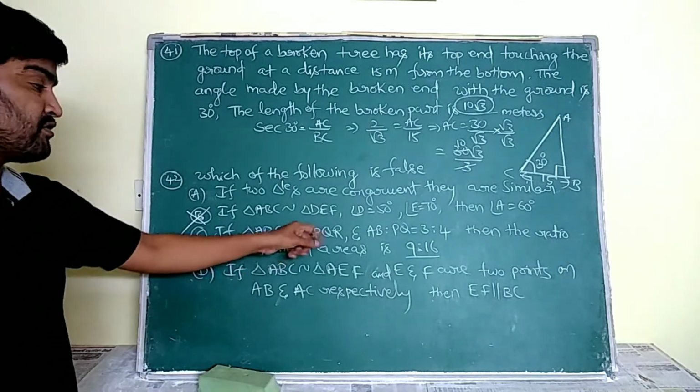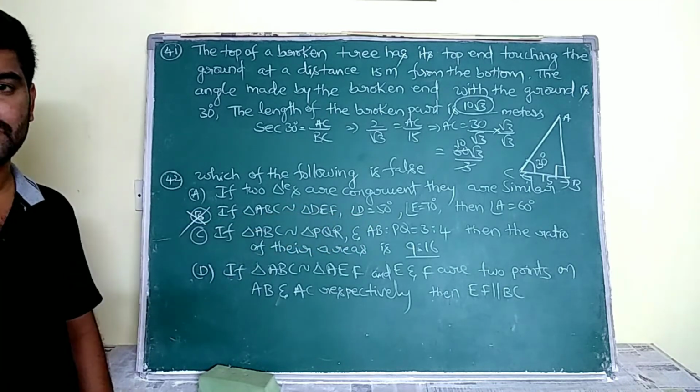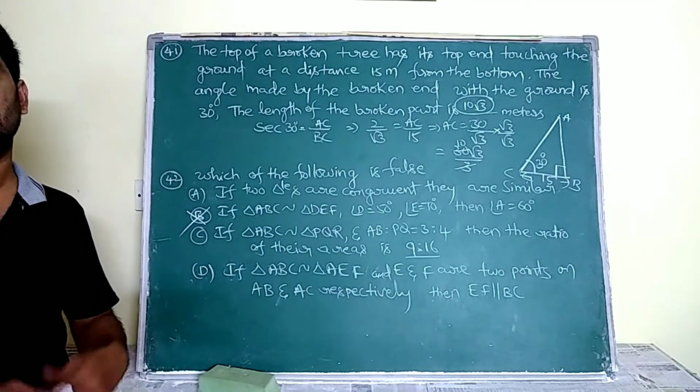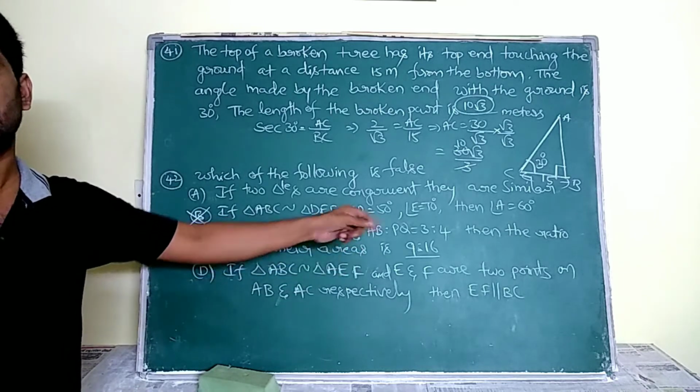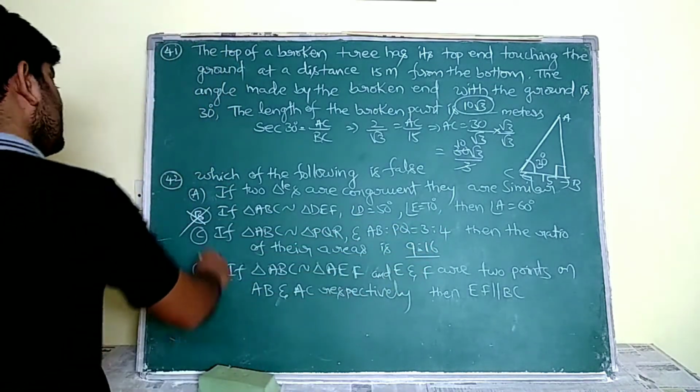Triangle ABC is similar to triangle PQR and the ratio of the corresponding sides is 3:4. Then we note that the ratio of their areas is equal to the square of the ratio of corresponding sides. So the square of this is equal to 9:16. This is also right.